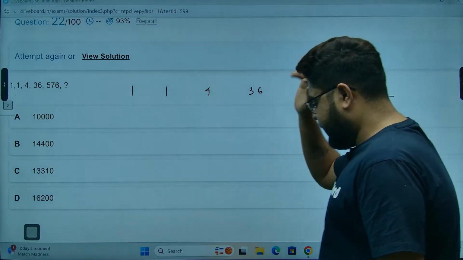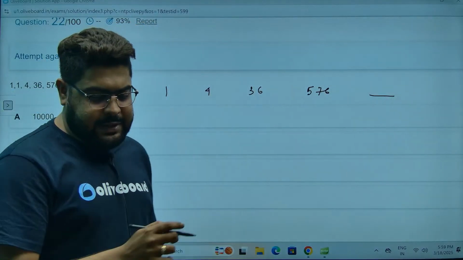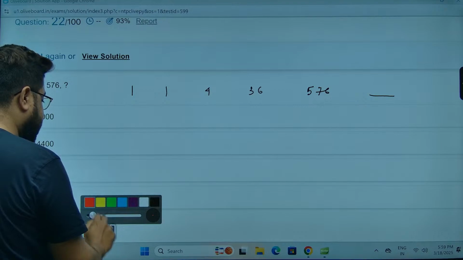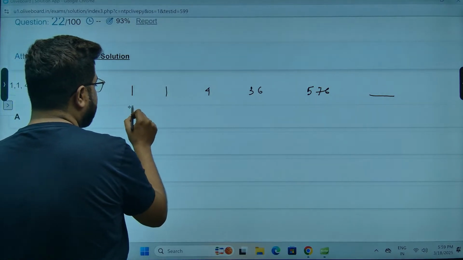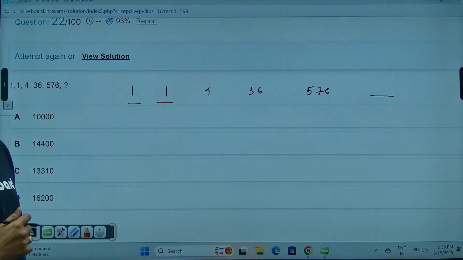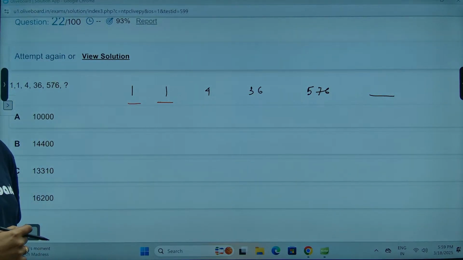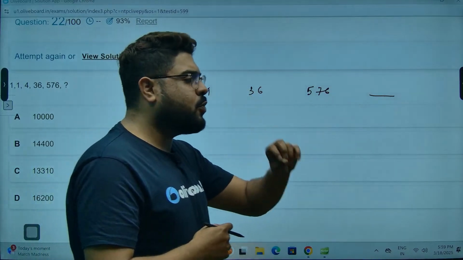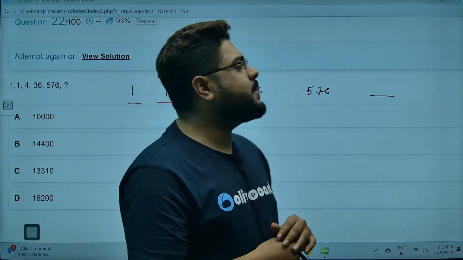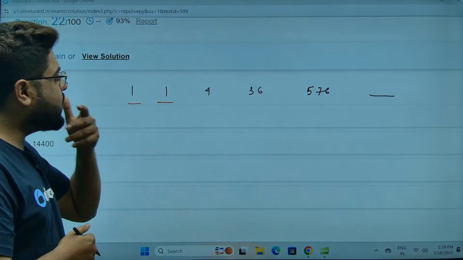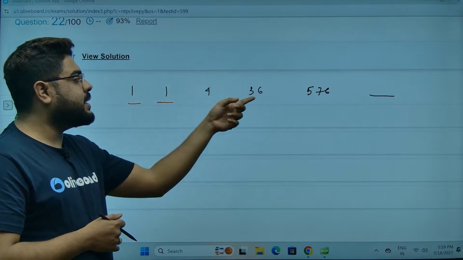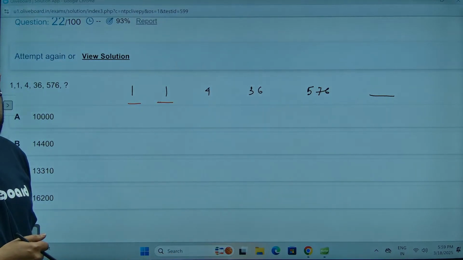Again, a small tip here, sir. If you see the series is beginning with two ones, more often than not it's a multiplication based series. 1 into 1 only gives you 1. I'm not saying it happens every time, but more often than not that is the case. But again, all the numbers are square numbers: 1, 4, 36, that is 24 square, 576.